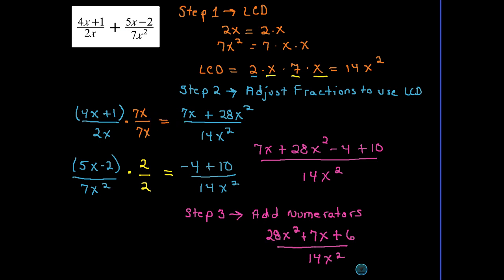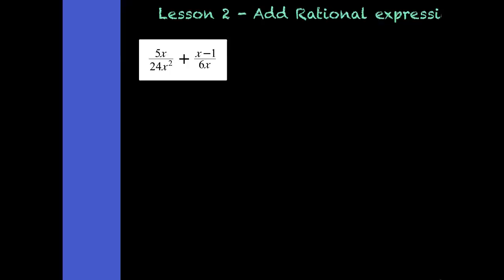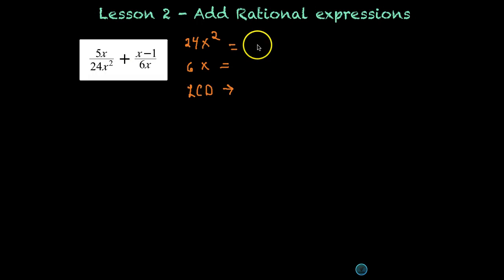Let's go ahead and try our second example. Okay, let's go ahead and factor 24x squared. Well, 24 is 2 times 12, but I know that 12 is not completely factored. So what is 12? 12 is 3 times 4, and the 4 can be factored as 2 times 2. And then we have x squared, which is x times x. 6 can be factored into 2 times 3, and then we have the x.